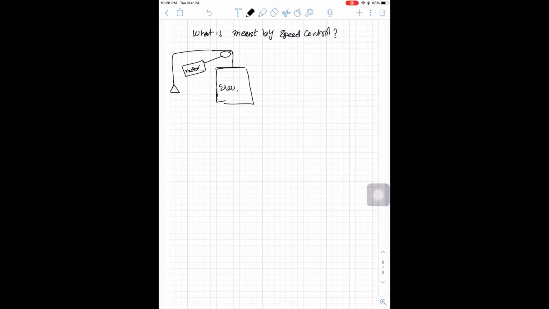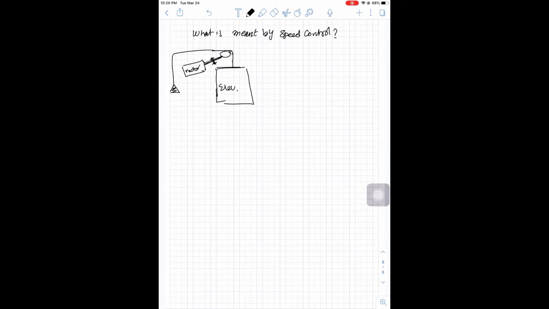So first, let's define what is meant by speed control. So what is meant by speed control first? So let's take a real example. So assume that we have an elevator here. This is an elevator, and you are moving this elevator through a motor here. Here you have your counterweight, and you are controlling your motor here, and this motor is coupled mechanically with the elevator.